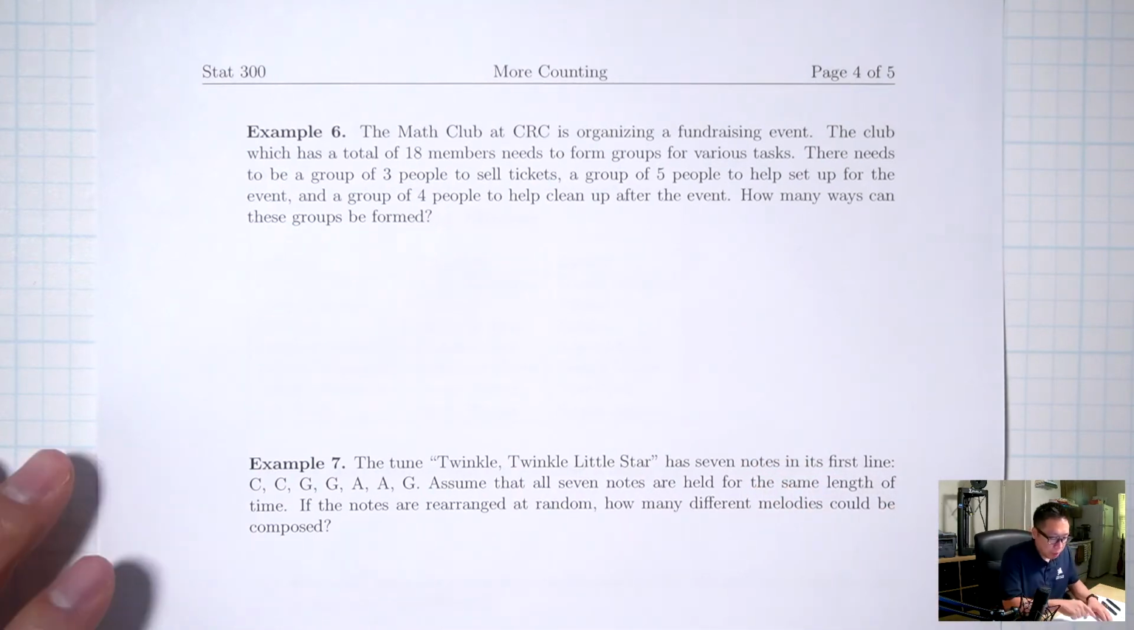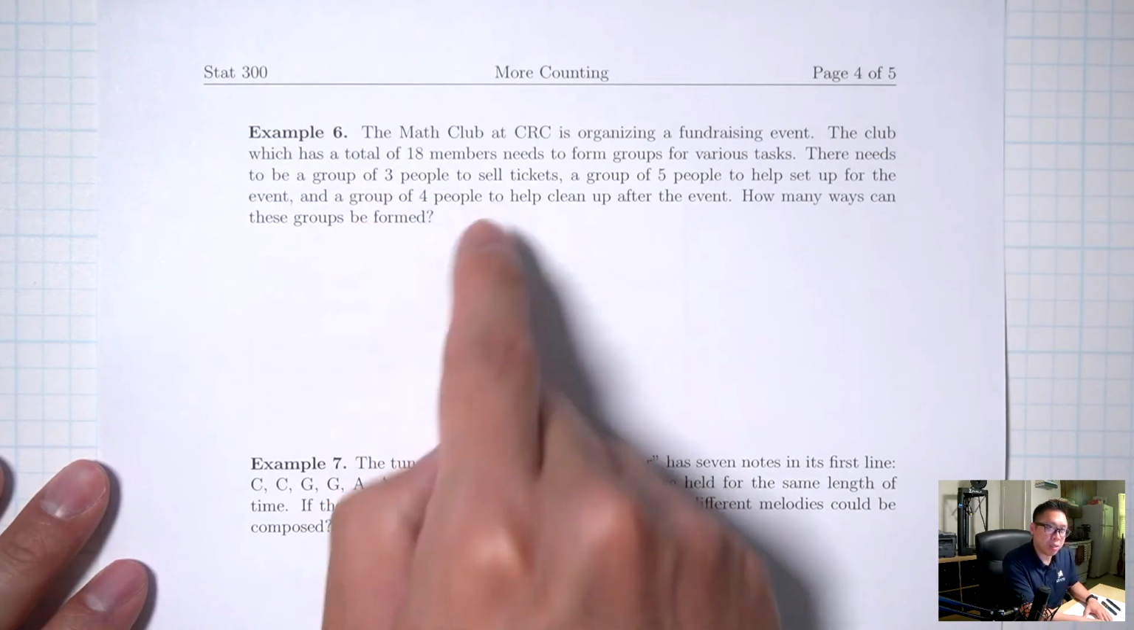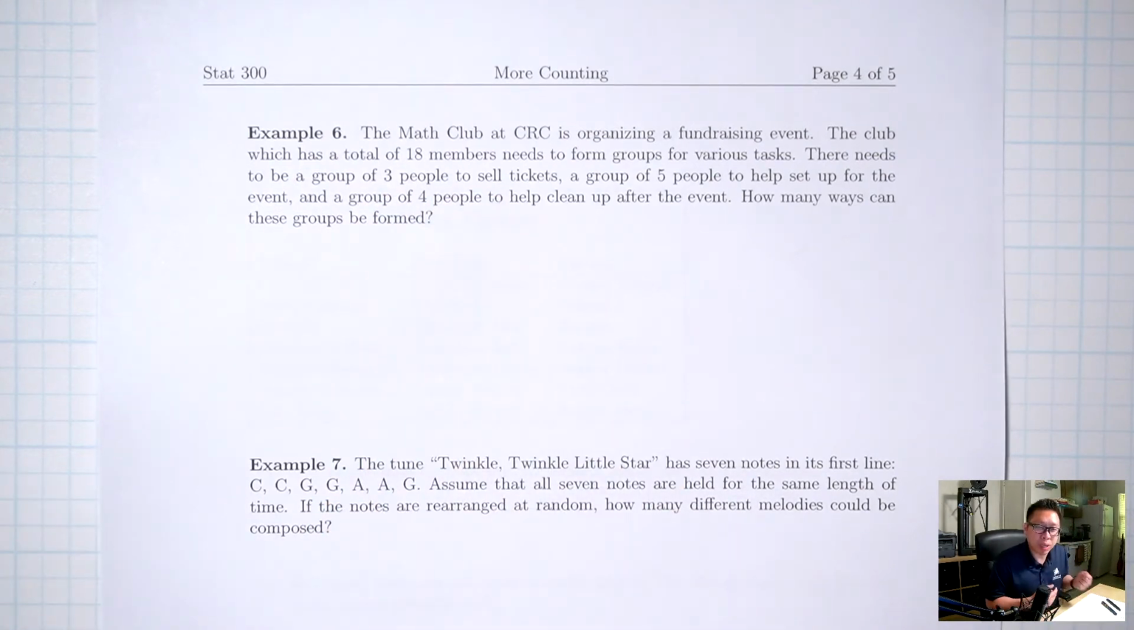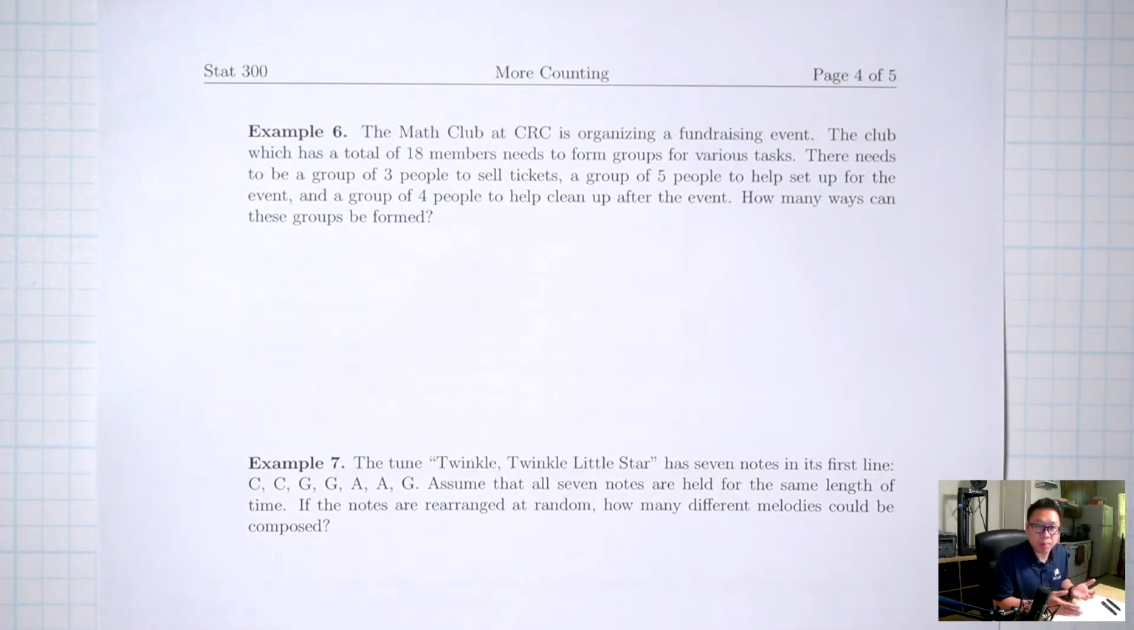And even more, when you're picking these 3 people to sell tickets, does it matter who gets picked first, second, or third? No, it doesn't, right? They all have the same job, so you're just picking a team of 3 people to sell tickets, a team of 5 people to help set up, and then a team of 4 people. So this is really a multi-choose.